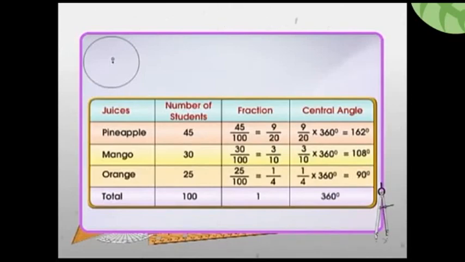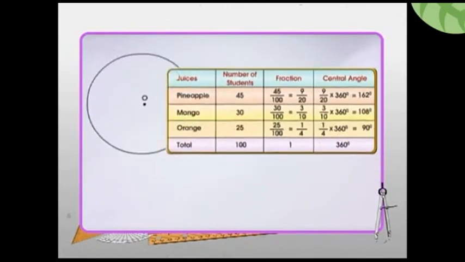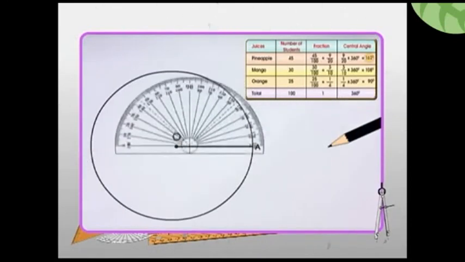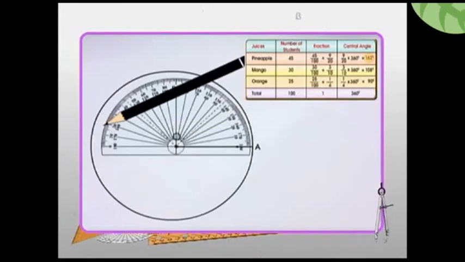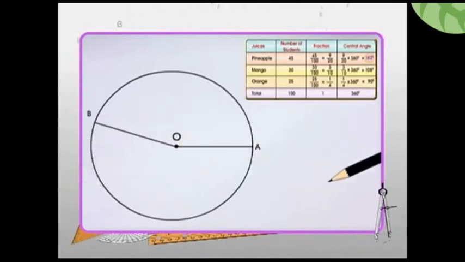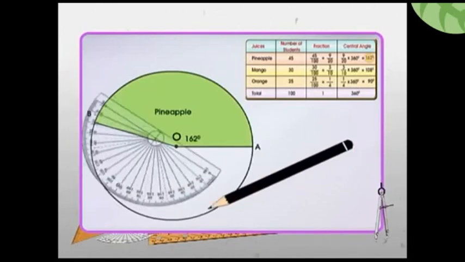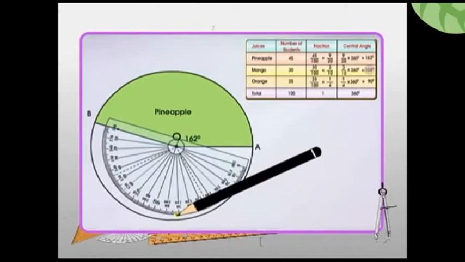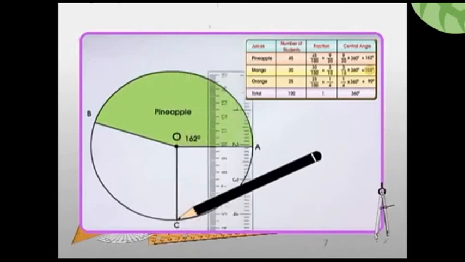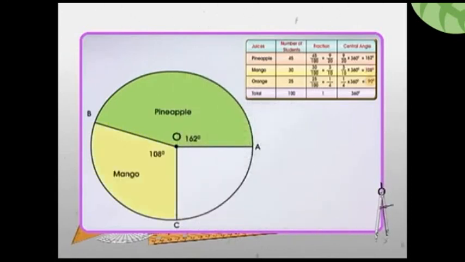Now see the central angle for pineapple is 162 degree. By using the protractor, draw an angle AOB equal to 162 degrees. Now draw the sector for mango with 108 degree angle. And the remaining part of the circle will be for orange. So here you get your pie chart.